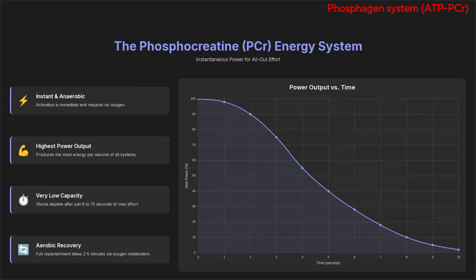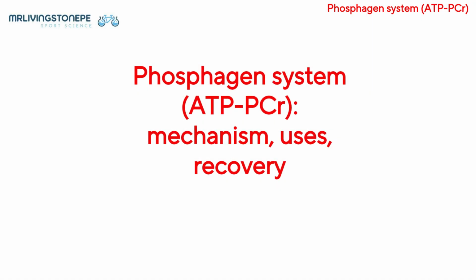It produces the highest power of the three energy systems but has very low capacity. PCr stores typically run low after about 6 to 10 seconds of all-out effort. Recovery of PCr requires oxygen and is done via aerobic metabolism. Full replenishment usually takes about 2 to 5 minutes, depending on fitness and recovery intensity. Active, low-intensity recovery speeds PCr resynthesis by keeping blood flow and oxygen delivery high.